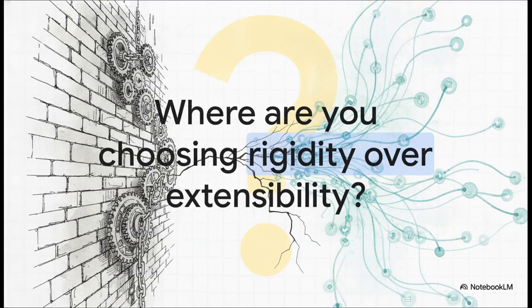Which brings us to a really important takeaway for all of us. Where are you choosing rigidity over extensibility in your own code? It's so incredibly easy to just hard code a solution because, well, it's fast in the moment. But take a fresh look at your code bases. Are there places right now where swapping to data-driven lookups could save you massive refactoring headaches down the road? Definitely something to chew on.